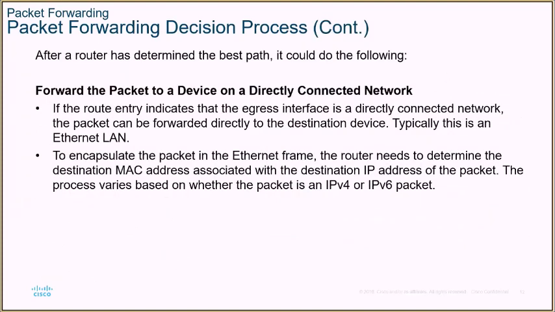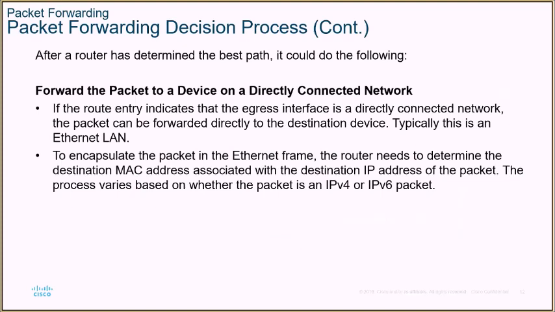So after a router has determined the best path, it could do the following. Forward the packet to a device on a directly connected network. If the route entry indicates that the egress interface is a directly connected network, the packet can be forwarded directly to the destination device. Typically, this is an Ethernet LAN. In other words, the router we're talking about at the moment is the last hop towards the destination, and that router will send it to the actual destination host.